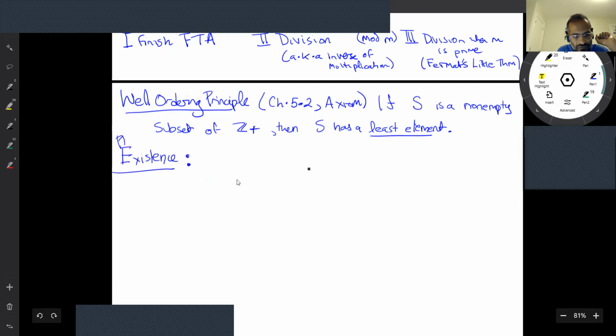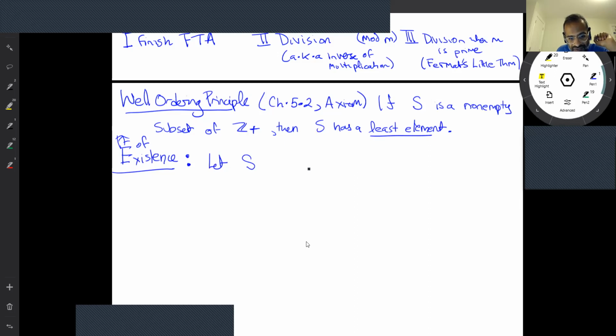So, proof of existence of a prime factorization. Here's a proof. Let me just remind you what the statement is. The statement is that every integer can be written as a product of prime numbers.